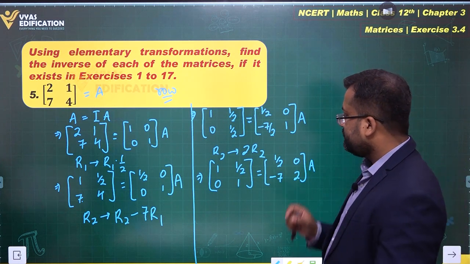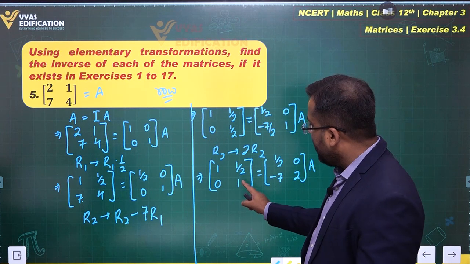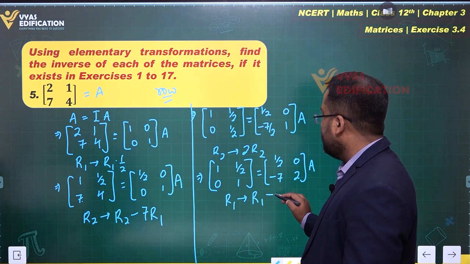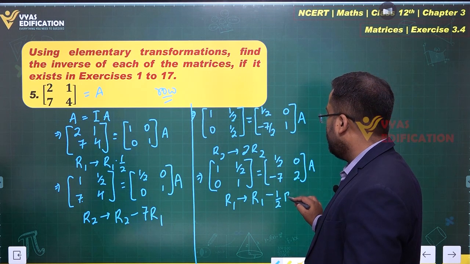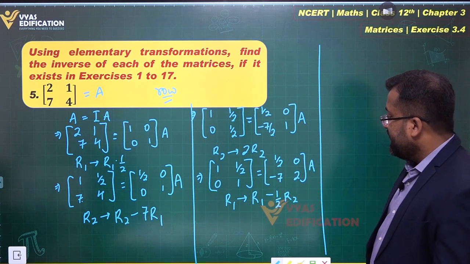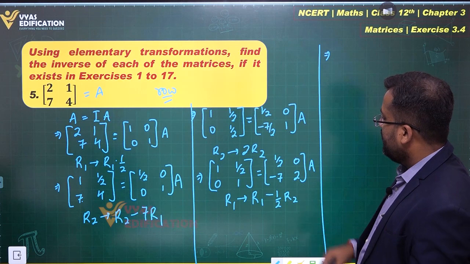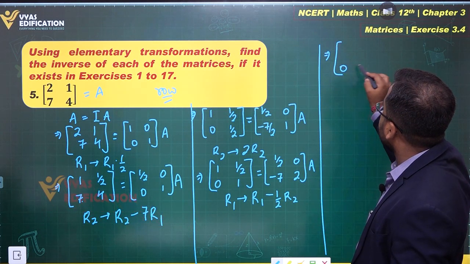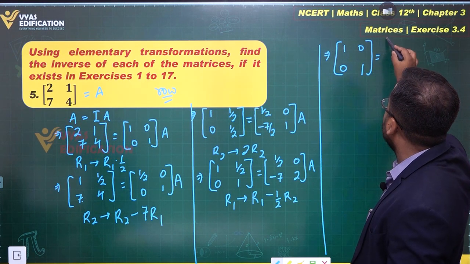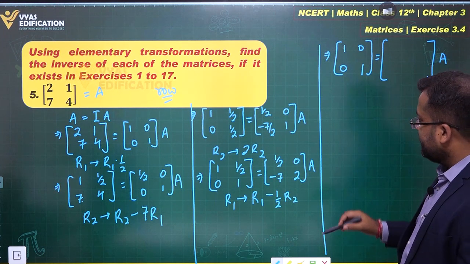What next? One more step remains. And what is that? Let's convert this into a 0. So half times this will be subtracted. R1 will be replaced by R1 minus half times R2. This is what you need to apply. R1 needs to be replaced by R1 minus half R2, which implies R1. R2 remains as it is. This becomes a 0. This is a 1. This is a 1, and this now becomes a 0, which is equal to what? This times A.